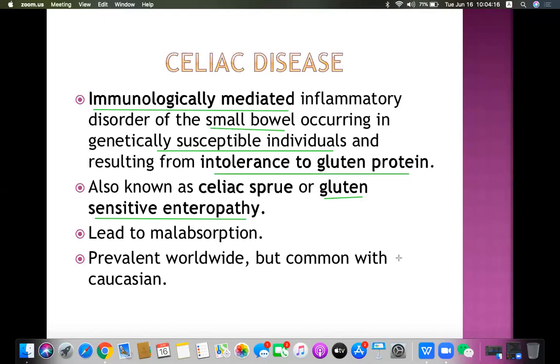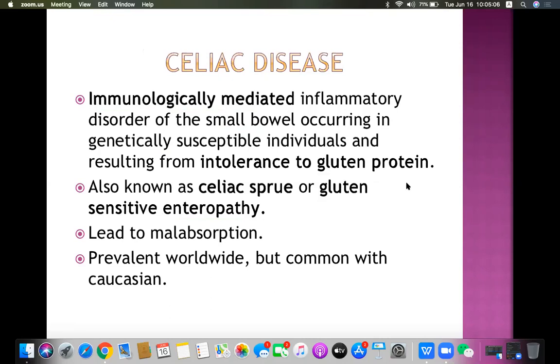Now let me make it easy for you. What is celiac disease? There are certain individuals in this world who are sensitive to a certain protein in their diet, and that protein is called gluten, in gluten containing food. If they take that type of food, they are genetically predisposed to that protein. So what will happen? That protein will cause a severe immunological reaction inside the lumen of the intestine, and that can result in damage or destruction of the villi. Now when villi are damaged or destroyed, the food cannot be absorbed properly. This is called celiac disease.